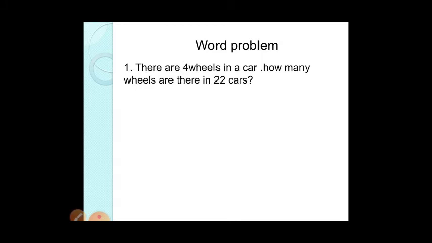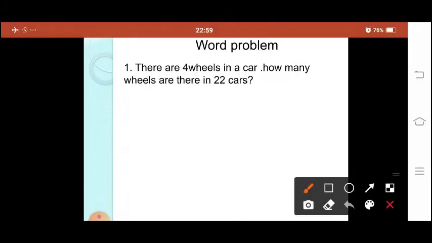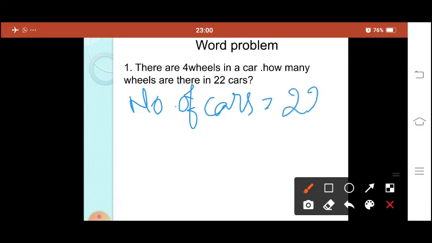So total how many cars? 22. Each car has 4 wheels. So what we have to do? So what will be the number of cars equal to 22. Correct?